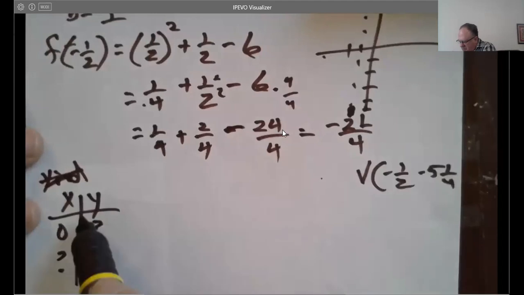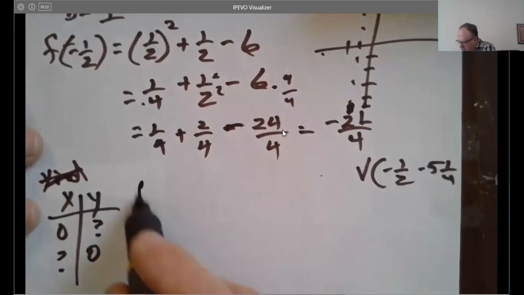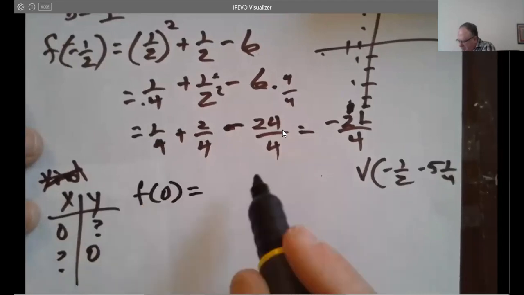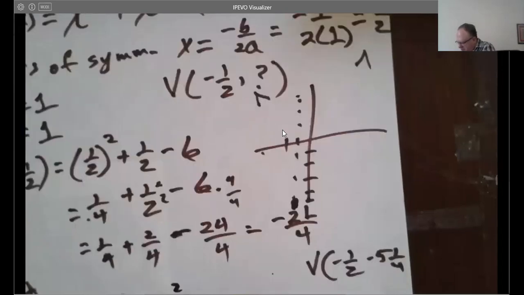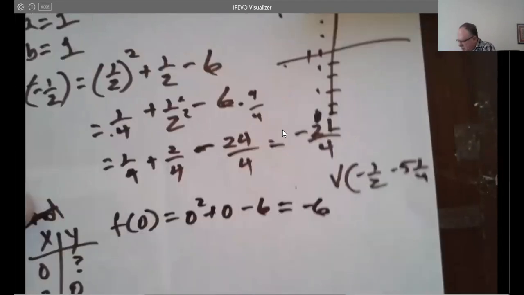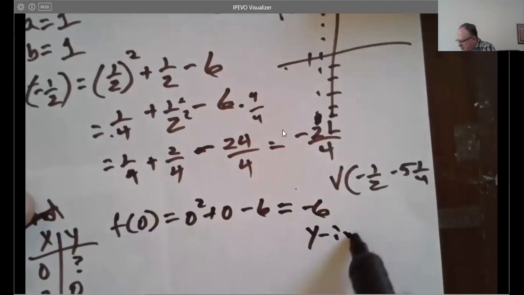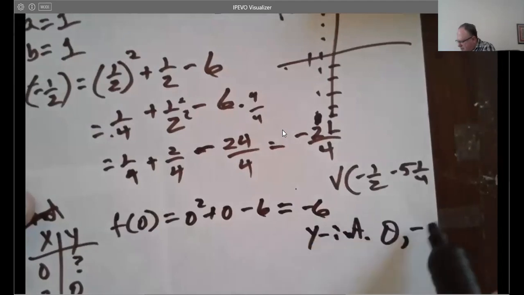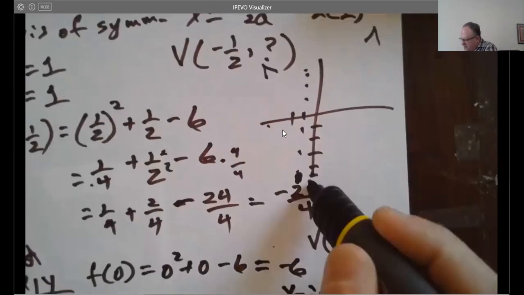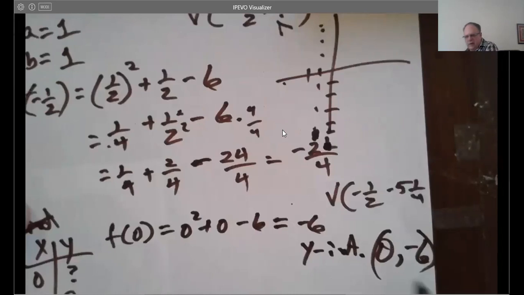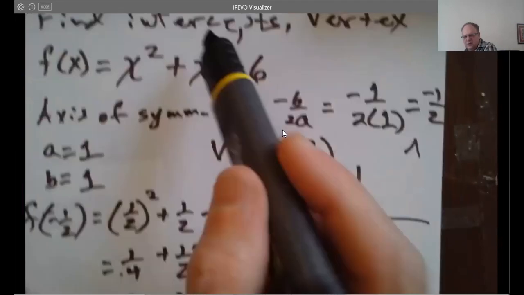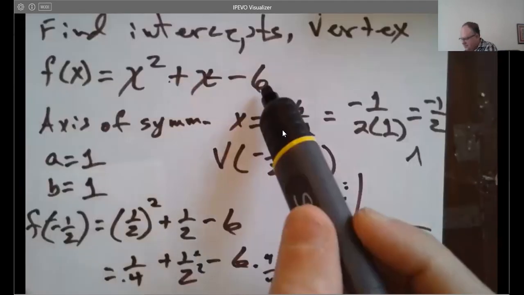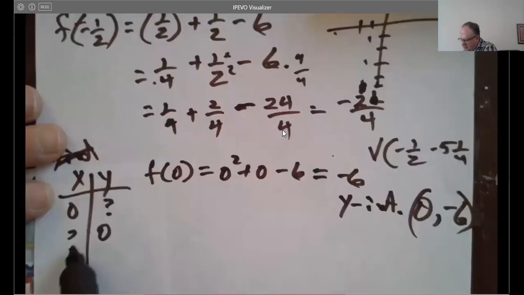So first thing we're going to do is set x equals 0, find y. So we put 0 in where x is. And so this will be 0 squared plus 0 minus 6, and we get negative 6 out. So our y-intercept is 0, negative 6. So that would be about here. The y-intercept is the easiest to find because all you have to do is cover up the x's and whatever's left over is your y-intercept.